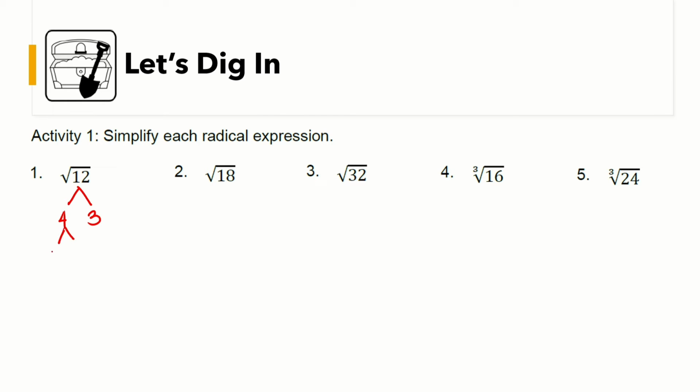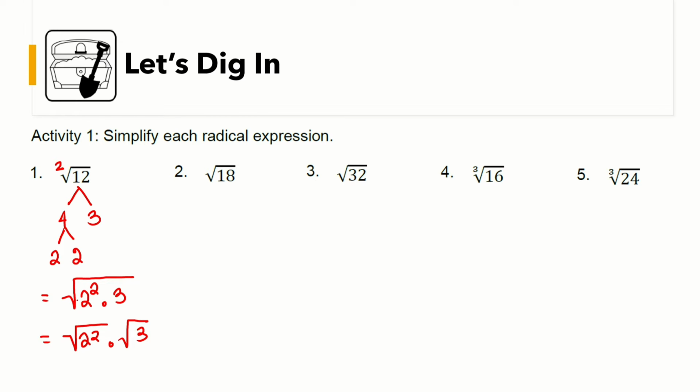And we know that 4 has factors of 2 times 2. Since the index is 2, we're going to group them by 2. So if we rewrite this, that is simply 2 raised to 2 multiplied by 3. After that, we apply the product rule for radicals. So that is the square root of 2 squared multiplied by the square root of 3.